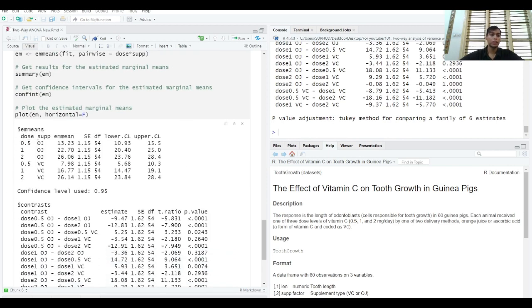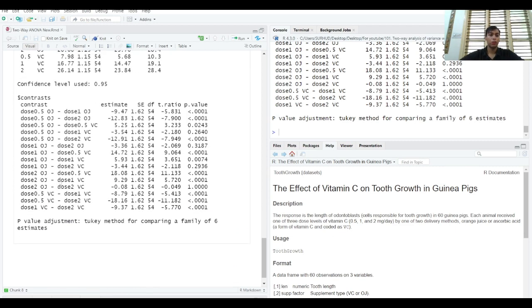So we can see that guinea pigs who were given orange juice at 0.5, 1, and 2 milligrams per day of vitamin C, we can see their means and their confidence intervals. And we can see that as the dose increased, the tooth length also has increased. Now contrasts are good to check the difference. These are very useful to check the difference.